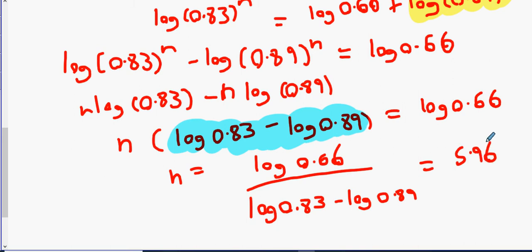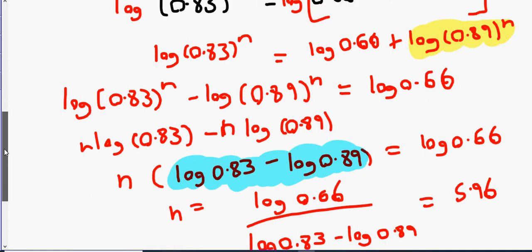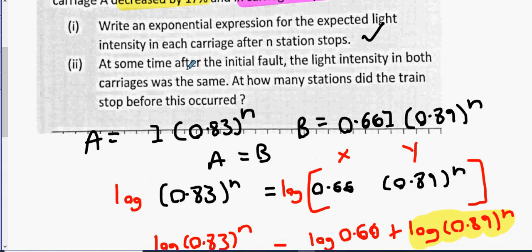Reread the question. I'm interested to reread the question. Has it reached the sixth stop yet? At 5.96, has it reached the sixth stop yet? I actually think it might have been a fault in the marker scheme. We'll have a look now. Some time after initial fault, the light intensity in both carriages was the same. At how many stations did the train stop?